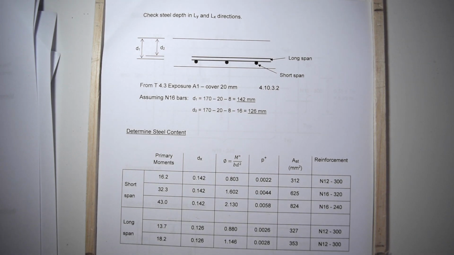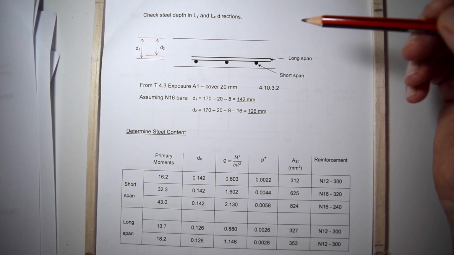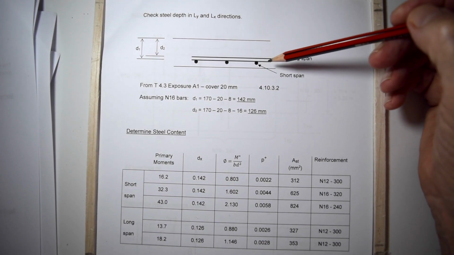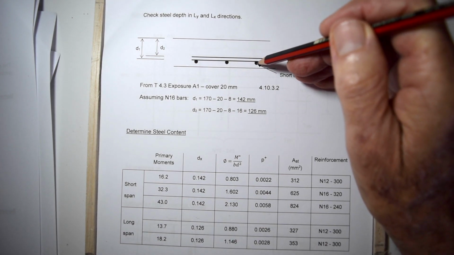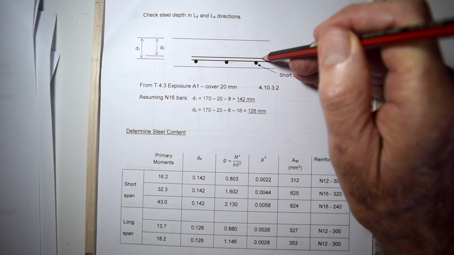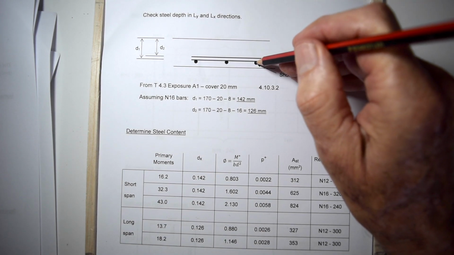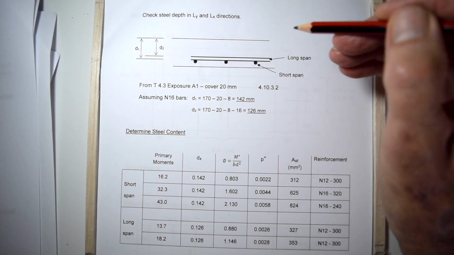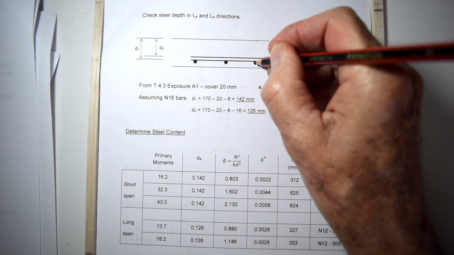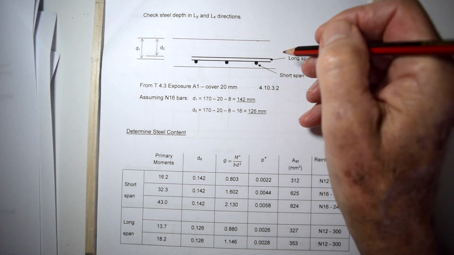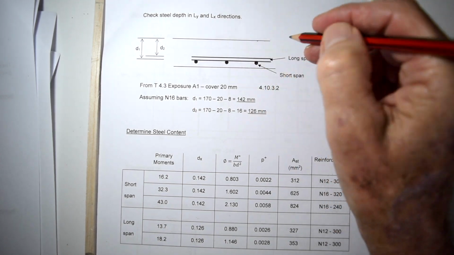We now check our steel depth in the LY and LX directions. It's always worth making a little drawing like this. And remember that you want your short span steel tied below your long span steel. Why? Because as you've seen on the previous page, we generate the biggest moments in the short span direction. And to do that, we want the biggest effective depth we can get to make the steel work in the most efficient way. The moments in the long span are not as high, so we can have less effective depth. And that's the reason we do that sort of thing.